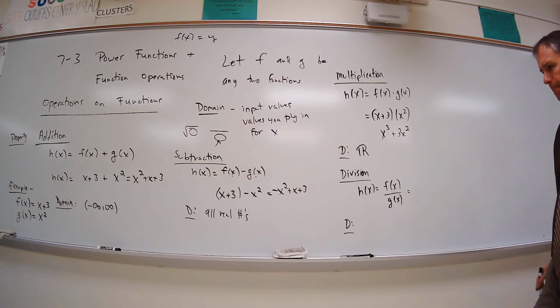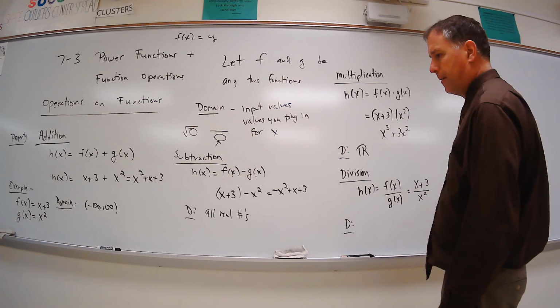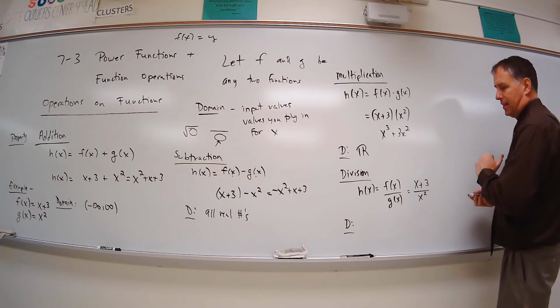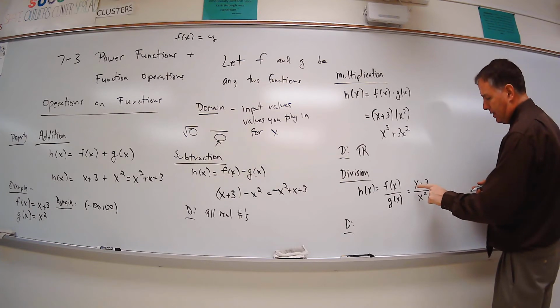Division. Okay, let's see if this one's going to be any different. This is going to be X plus 3 divided by X squared. Now, you don't have to do any division here. You can leave it like this. Even if this said X squared at the top and X plus 3. For now, you guys can leave it that way.